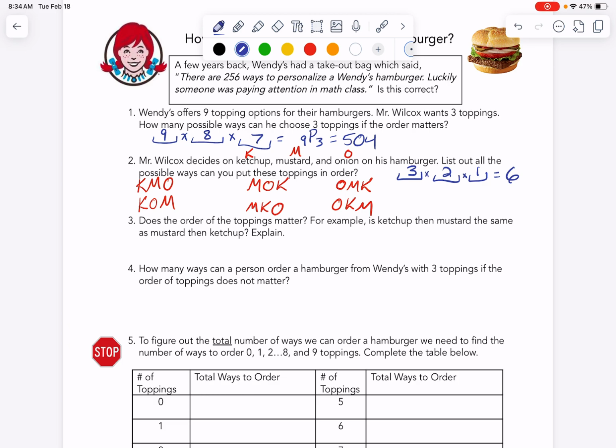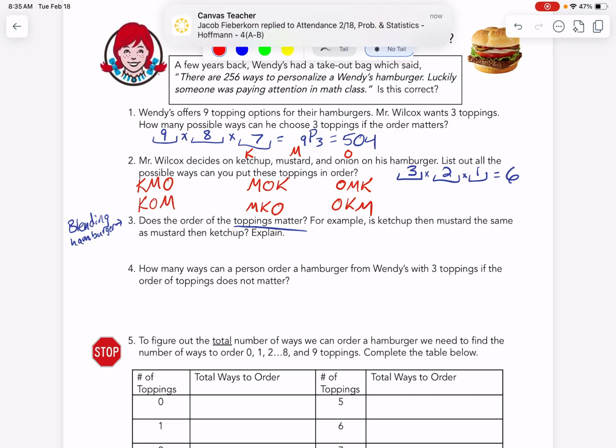So for all intents and purposes, for this assignment, if you think it really, really does matter, I'm just going to add this little caveat. We are blending the hamburger. So we are blending this hamburger and we are drinking it as a smoothie from now on. If you think it matters, this is what you get, okay? We're going to blend it together. Now, does the order matter? I don't think so, because whatever we're doing, we're putting the ketchup in and the mustard in, and then we're blending it. So it doesn't matter what order we do that.